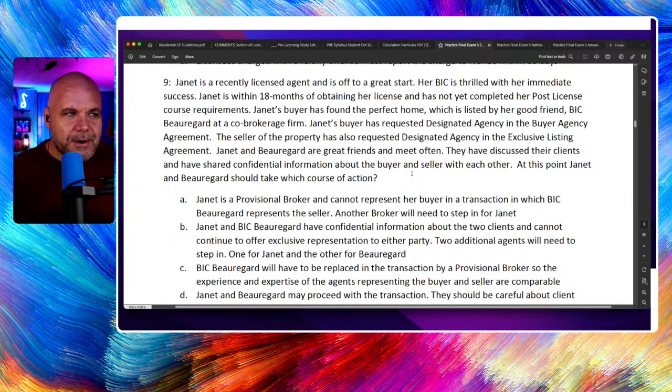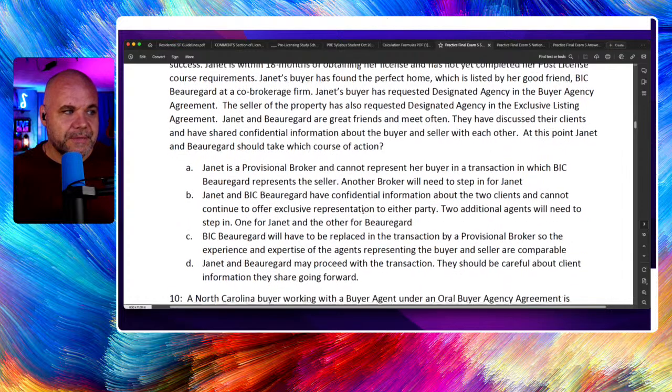Janet and Beauregard are great friends and meet often. They have discussed their clients and have shared confidential information about the buyer and seller with each other. Unfortunate, not a great business practice. They're not being really conscientious about confidentiality because it is a very real possibility, just like what is happening, that they could be in a cross-sale situation. But at this point, Janet and Beauregard should take which course of action?